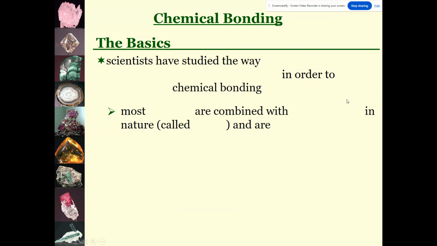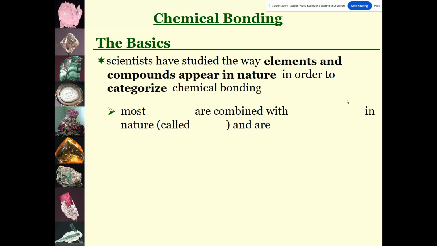So scientists early on were trying to study how elements appear in nature. Do they appear as single elements by themselves? Do they bond with other elements? And they created these categories of chemical bonding that we'll be looking at.